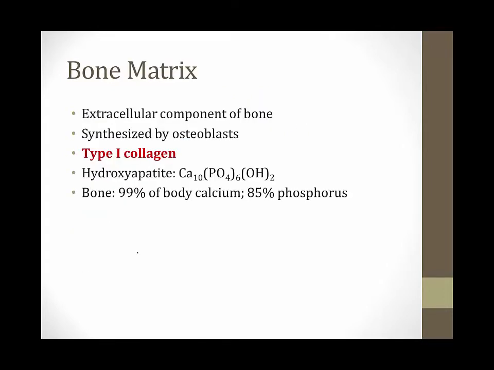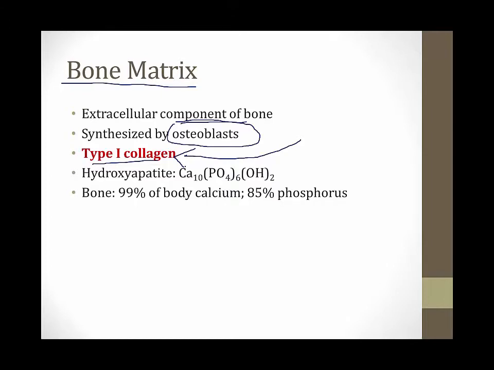So one of the things you can find in bone tissue are the cells that we talked about in the last slide, but lots of your bone is made up not of cells, but of something called bone matrix. This is the extracellular component of bone. It's synthesized by osteoblasts, the bone forming cells we talked about in the last slide. And lots of your bone matrix consists of type 1 collagen. In the cell biology section in the video on connective tissue, I talk in detail about collagen, and it's type 1 collagen that you find in bone.